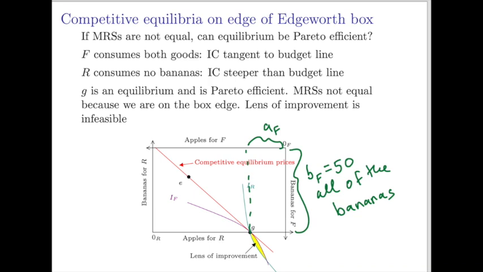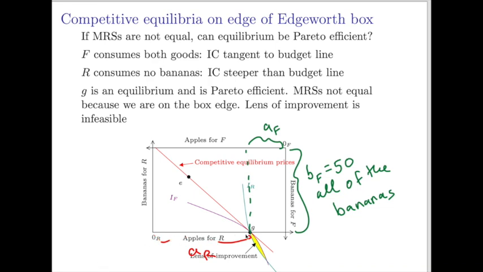Rob, on the other hand, he only consumes apples. He does not consume any bananas. So, can this still be a Pareto efficient allocation?